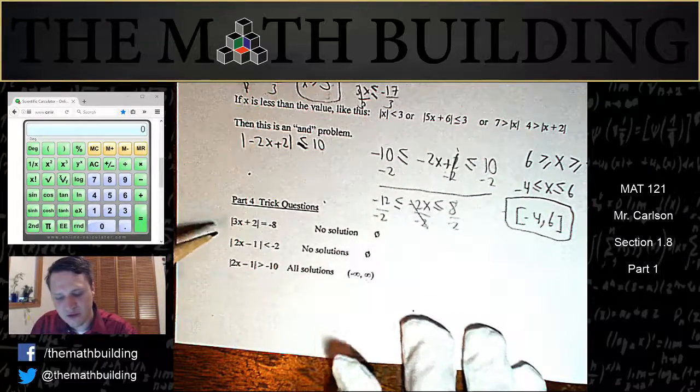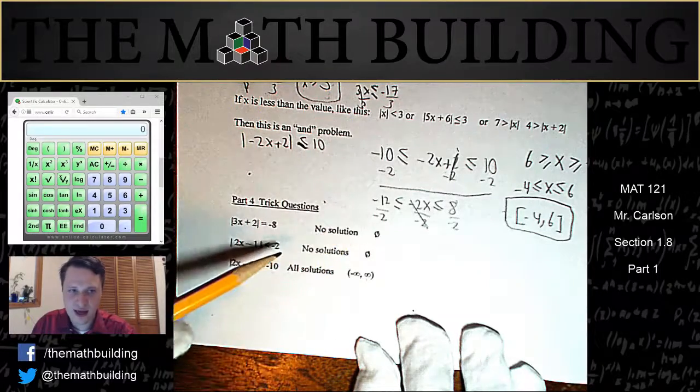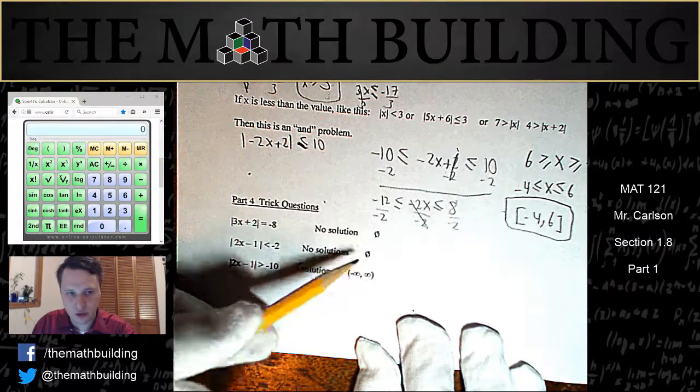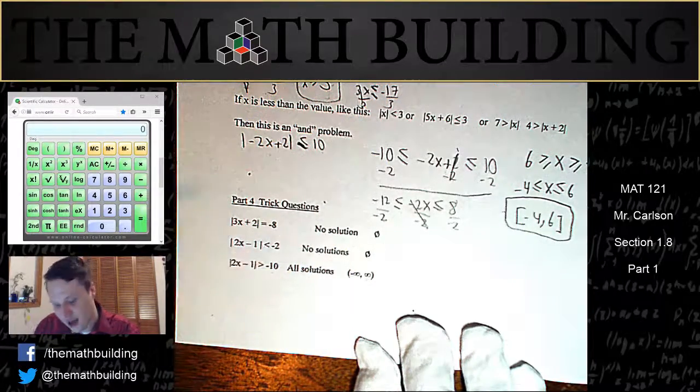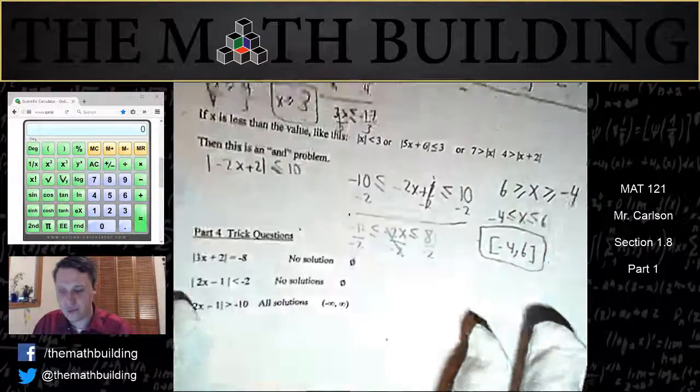So keep on the lookout for these kinds of trick questions. If we're equal to a negative, no solution. Less than a negative, no solution. But if we're bigger than a negative, it's the opposite of that. We have all solutions, and so that's just something to keep an eye out for.